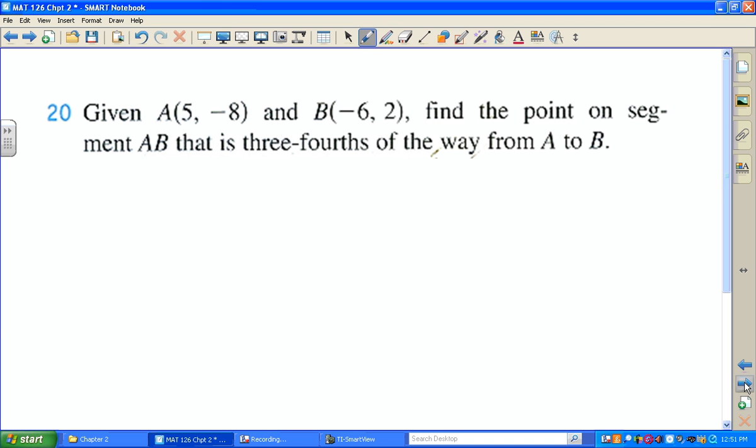Given A is 5, -8, and B is -6, 2, find the point on the segment AB that is 3/4 of the way from A to B.